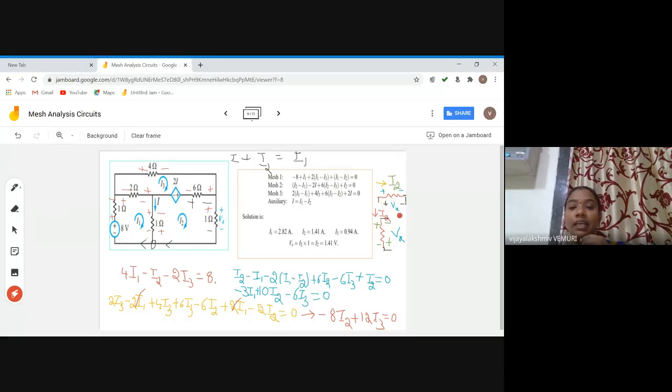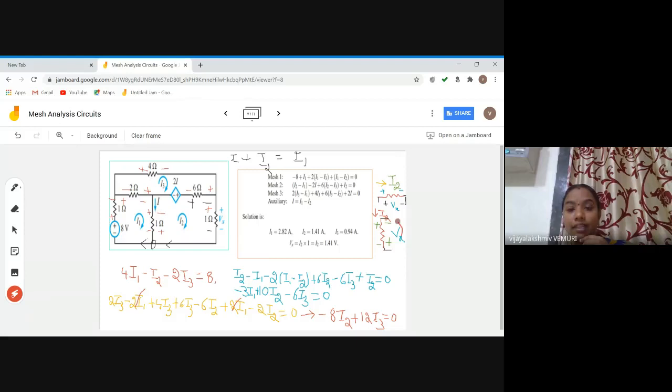So the meaning here is, whenever you have plus here and minus here, they are nothing but in parallel. Both are in parallel, so both voltages will be equal. So Vx is equated to 1.41 volts, because it is multiplied by 1 ohm and 1.41 amps.